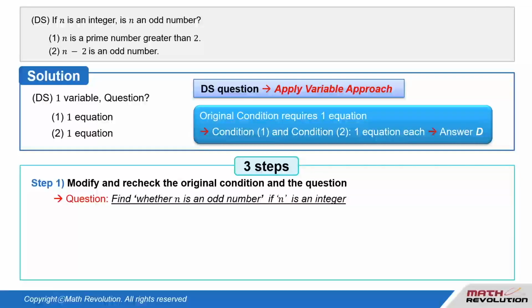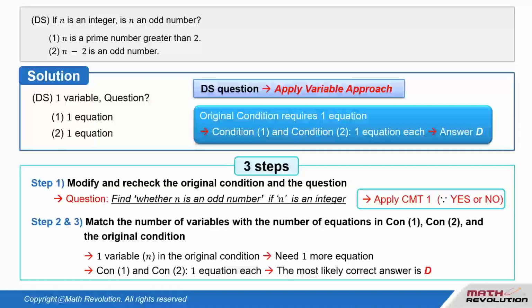Follow the first step of the variable approach by modifying and rechecking the original condition and the question. We have to find out whether n is an odd number if n is an integer. We will apply common mistake type 1, CMT1 here, as the answer will be in terms of a unique yes or no. Follow the second and third steps.